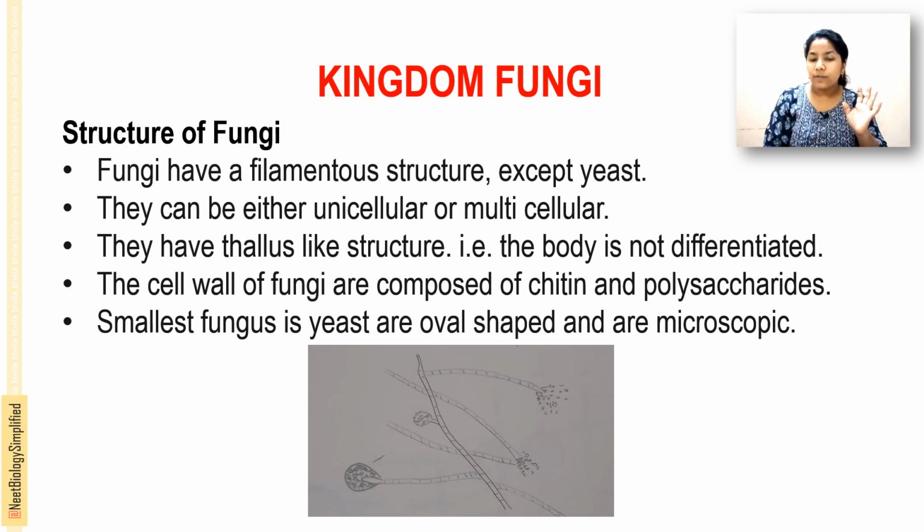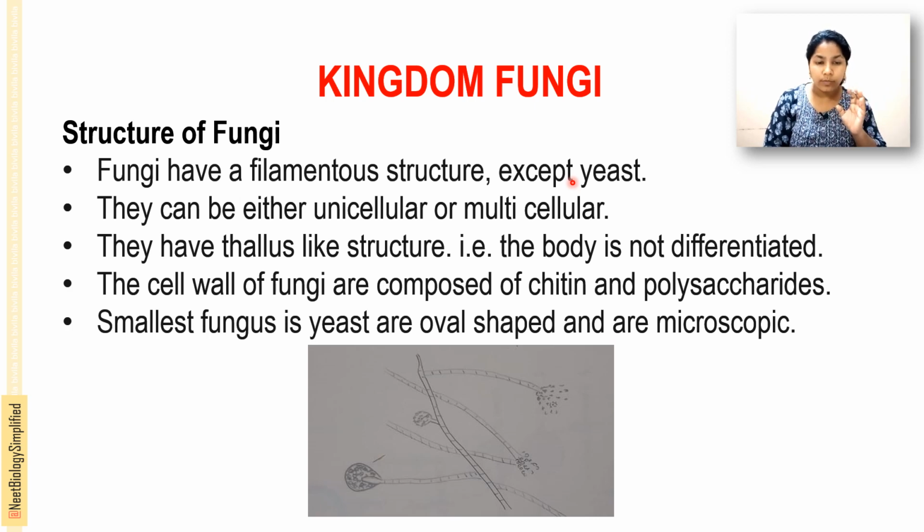Next is the structure of the fungus. Fungi have filamentous structures. You can see elongated, filamentous structures, except the yeast form, which is a unicellular form, and its shape is oval. That is, the fungi are filamentous structures, elongated structures, except yeast. Yeast is a unicellular form with an oval shape. They are not filamentous structures.